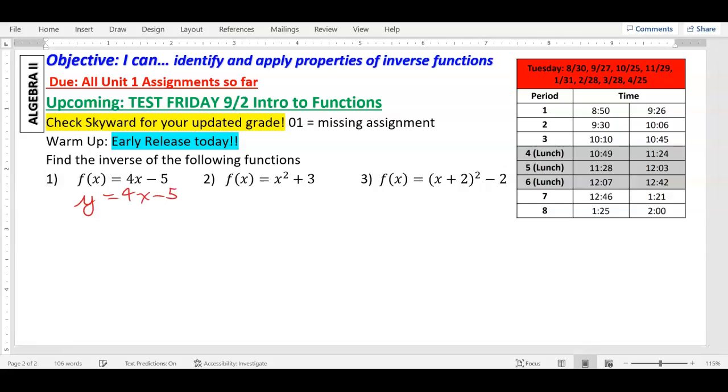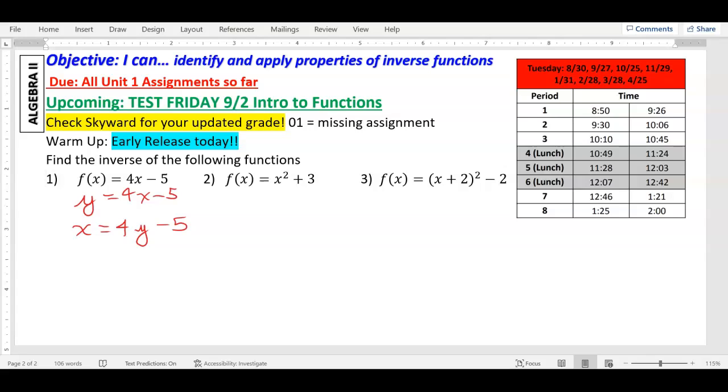Now, step 2, what do I do with x and y? Switch them. Okay, that's the big step when it comes to inverses. You switch x and y. Okay? If you're on a phone, put the phone away. So I'm going to switch x and y. So y now becomes x equals 4, and x becomes y. Okay? So again, f of x turned into a y, x and y switch places. Third step is to simplify and solve for y.